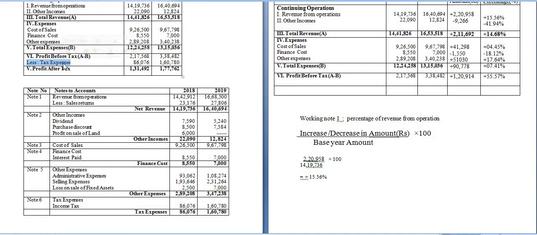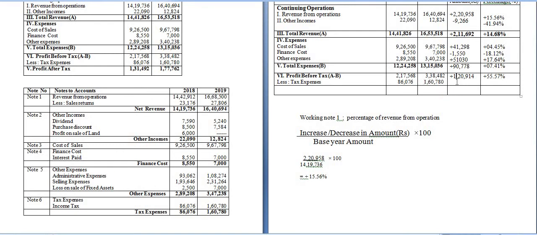Okay. Next, after profit before tax, we have to deduct income tax, that is tax expenses, to arrive at profit after tax. So write here less tax expenses. How much is the tax? For the year 2018, it is 86,076 rupees, and for 2019 it is 1,60,780.